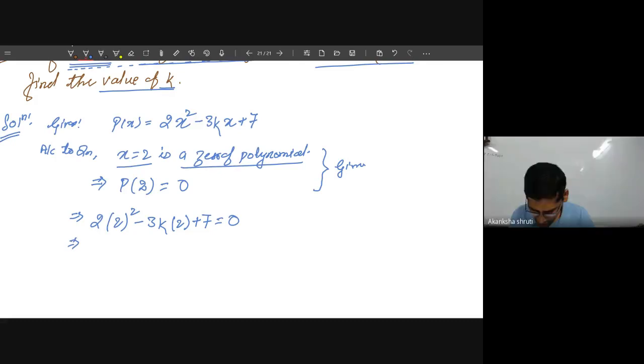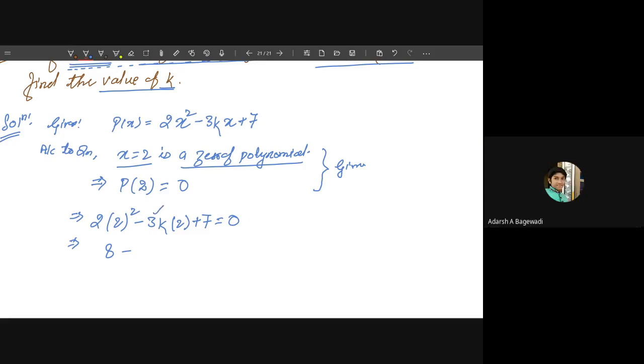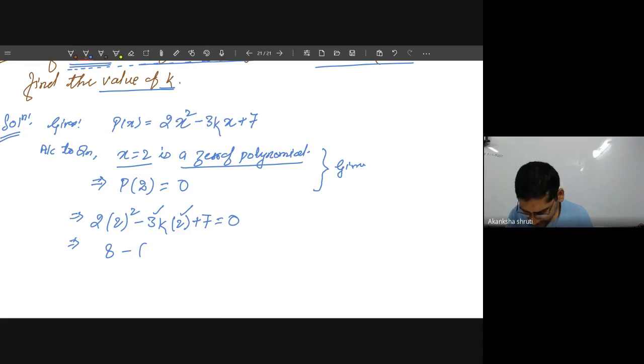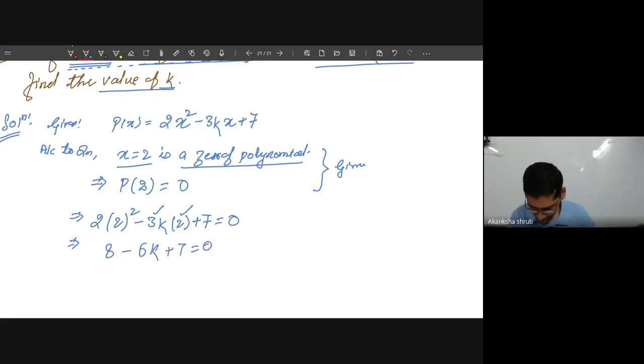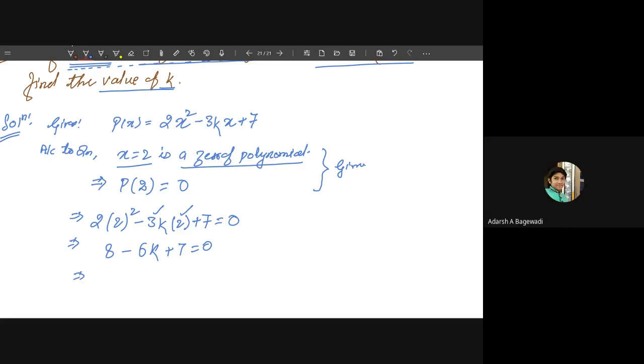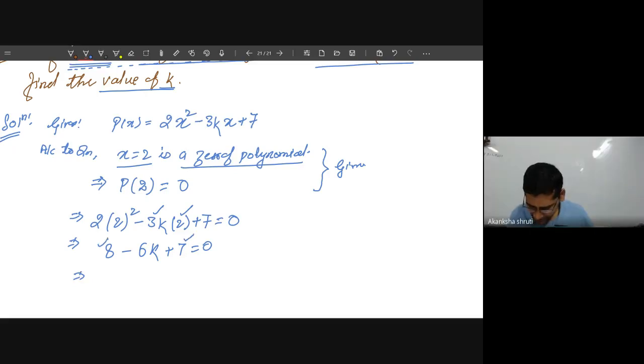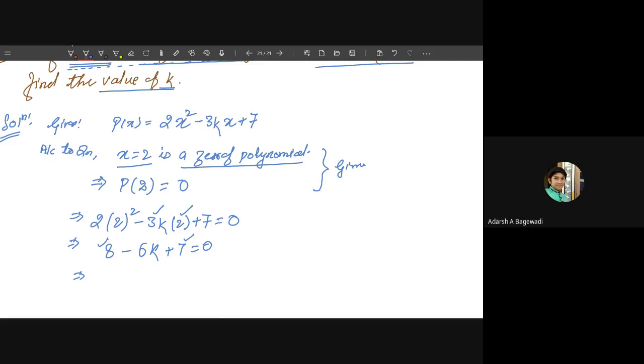So what does it become? The first term, 2 times 2 square, is 8. The second term is 6k. So it is 8 minus 6k plus 7 equals 0. Now, whatever 8 plus 7, these two constants can be added. So add it: 8 plus 7 is 15. So 15 minus 6k is equal to 0.